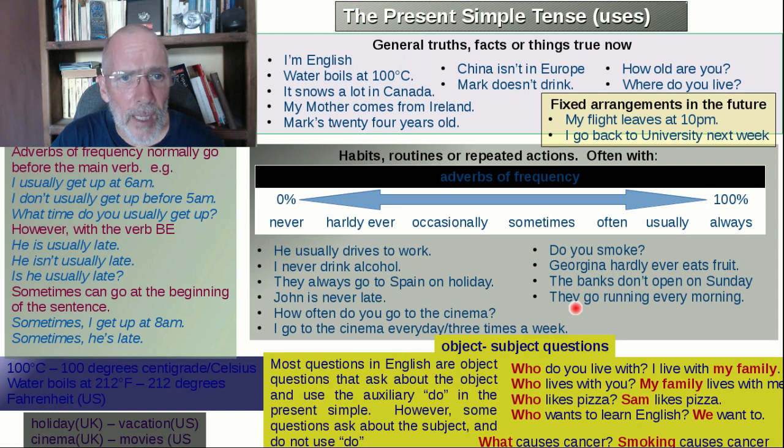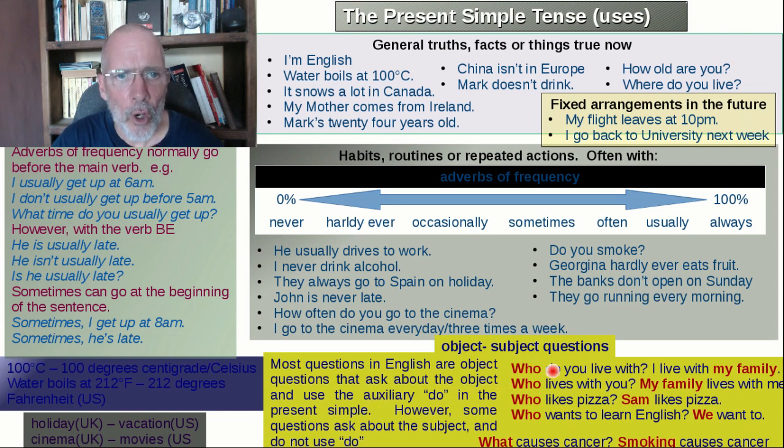Okay, before we continue, the last thing that I want to look at is object or subject questions. On the previous screen, we saw that when you ask a question, for example, this question here, do you smoke? We need to use the auxiliary do. But this only applies when we are asking about the object. What do I mean by that? Well, most questions in English are object questions that ask about the object and use the auxiliary do in the present simple.